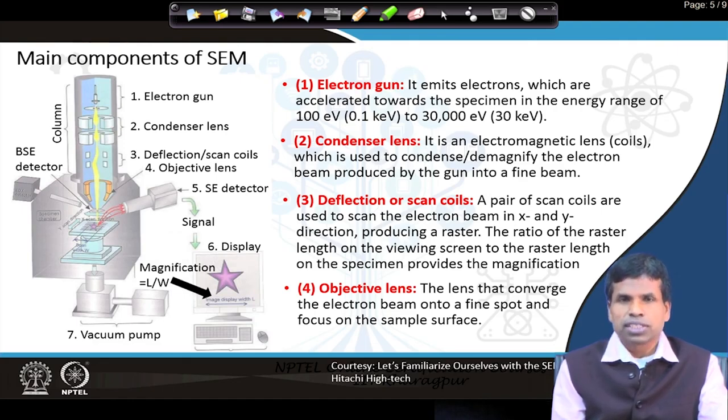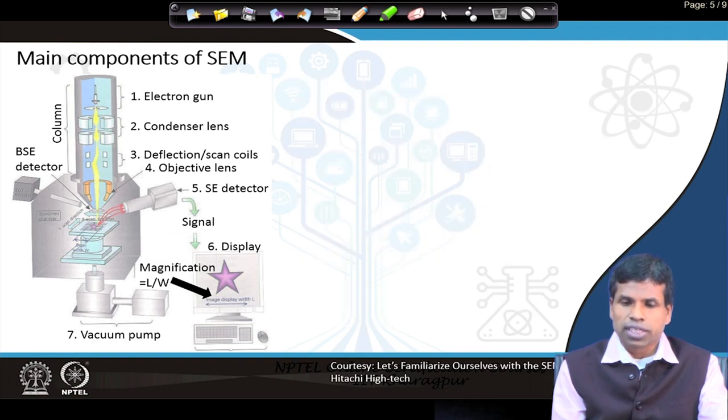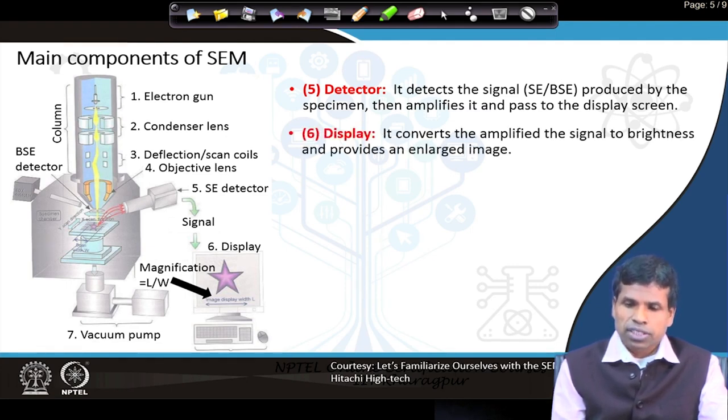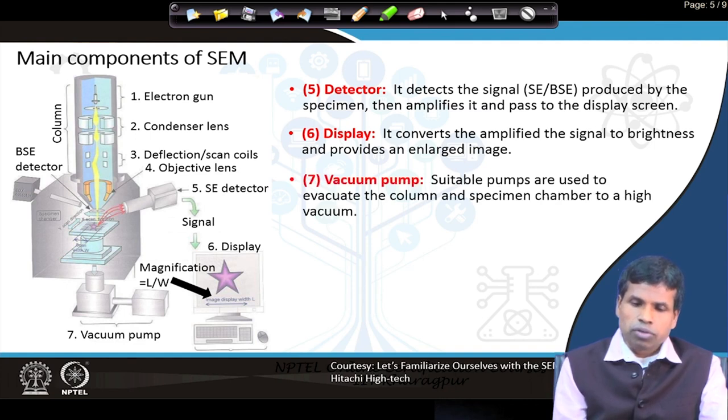When the electron beam is incident on the sample, it will produce secondary electrons, which will be detected by the detector. The secondary electron detector will detect the secondary electrons, and the backscattered electron detector will detect the backscattered electrons. Those signals will be amplified and passed to the display screen to provide us the information that we seek. In the display, the amplified signal is converted to brightness and provides an enlarged image, giving us black and white images with different brightness. Then at the bottom, we have vacuum pumps, which are used to evacuate the column and the specimen chamber.